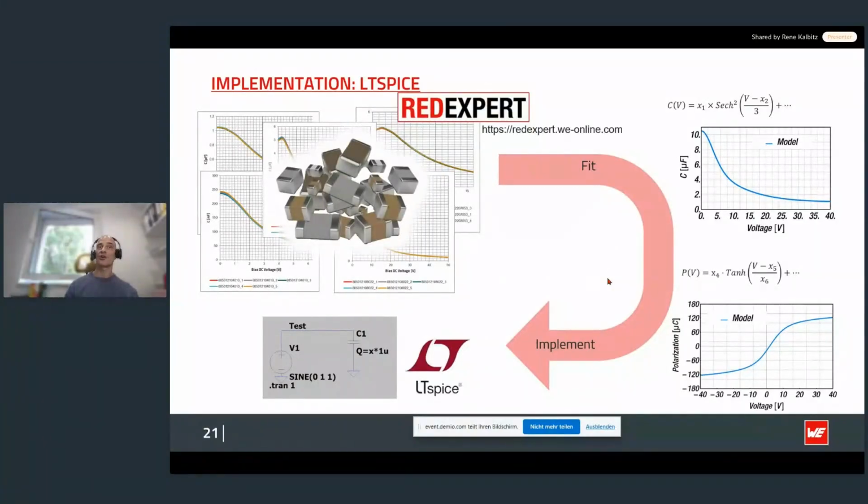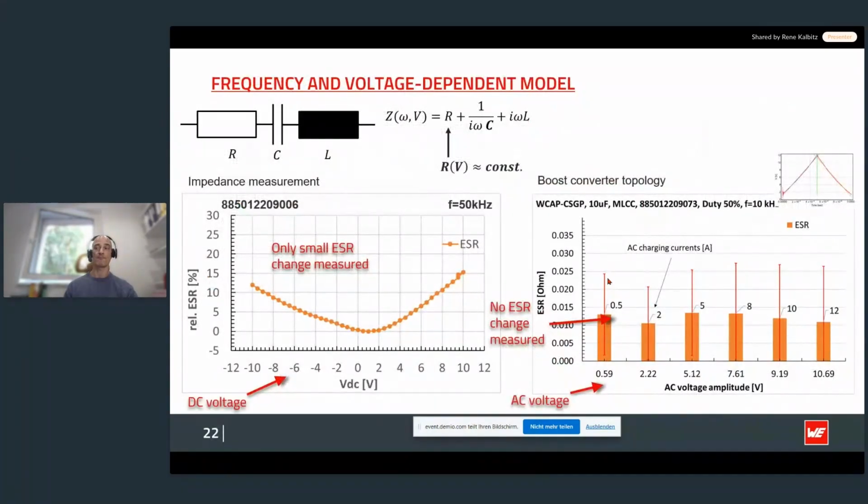That practically allows an easy implementation in the simulation software. At the end, the user can download an LTspice file and use it in their simulation to find the best solution for their application. You then see directly what the capacitance decrease is without having to do the calculation, actually. Okay, wait. Not so fast, you could say.